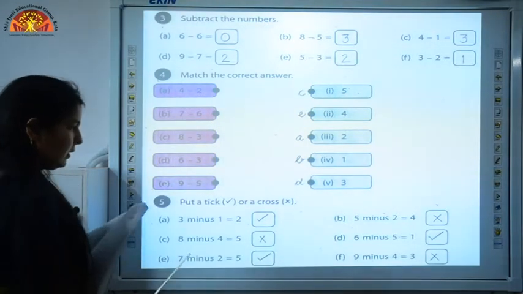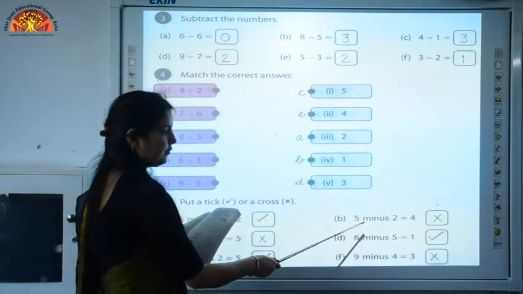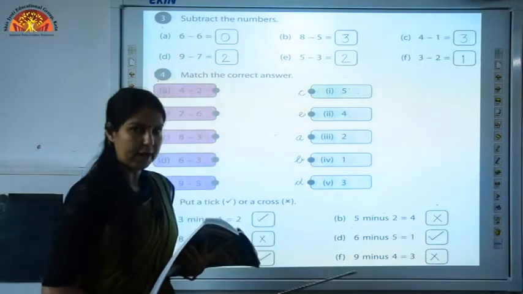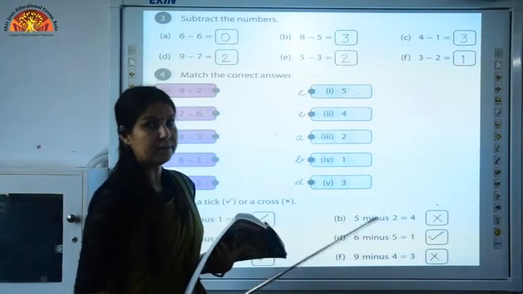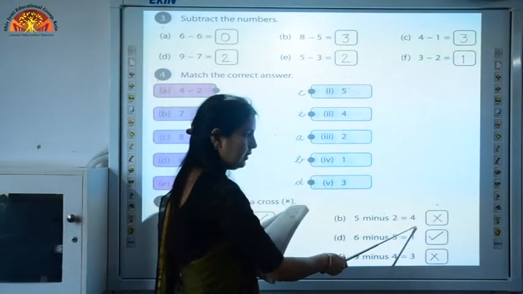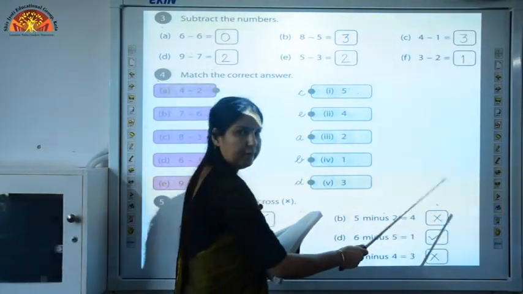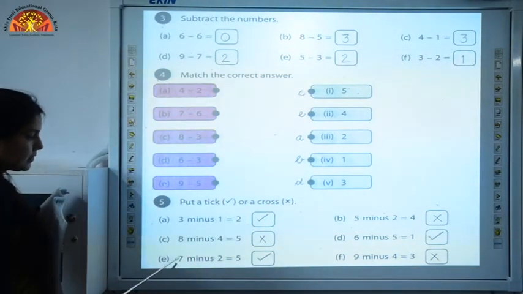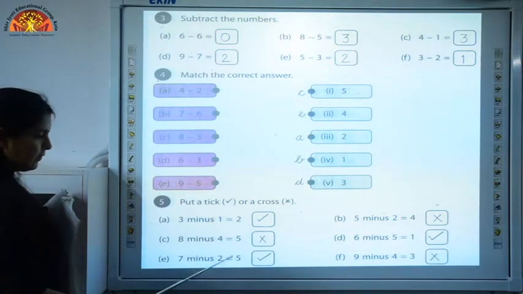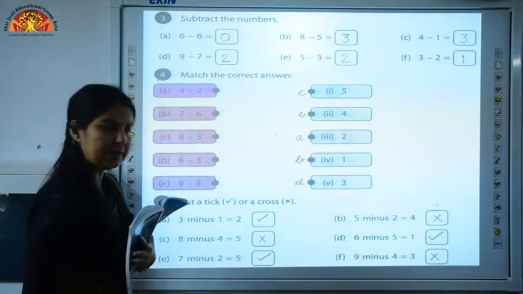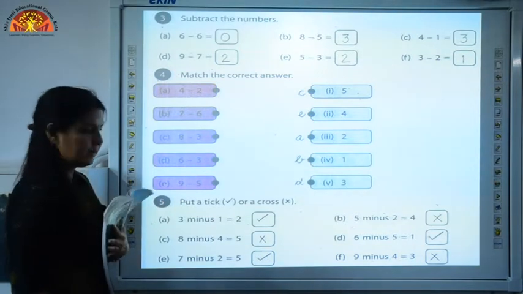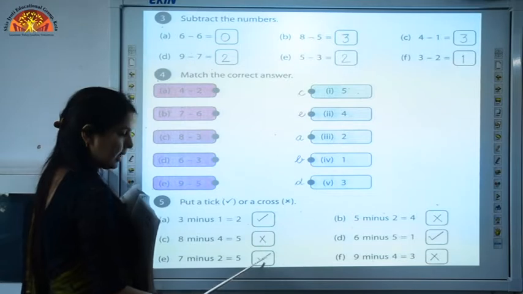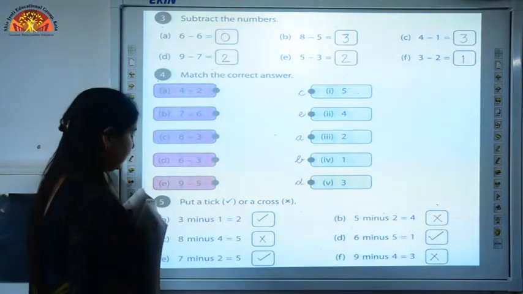Now we will see B part of this. 5 minus 2 is equal to 4. When we subtract 2 from 5, the result is 4? No. The result will be 3. So 4 is wrong here. So we will put the cross sign in front of it. Now let's see one more. This is E part of this question number 5. 7 minus 2 is equal to 5. When we subtract 2 from 7, the result is 5. This is correct. So we can say that this is right. So we will put the tick sign in front of this.